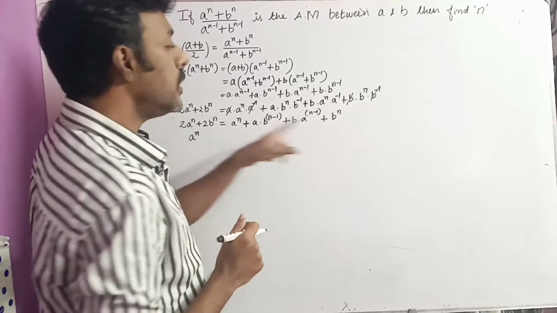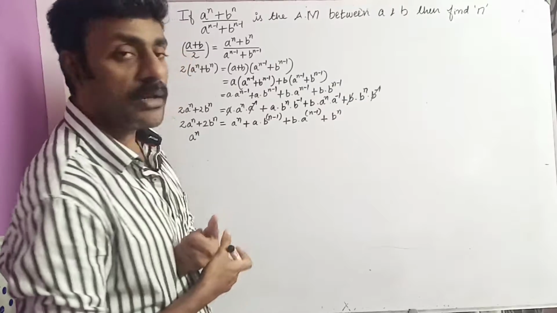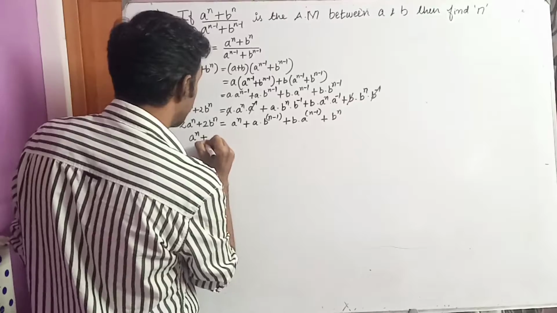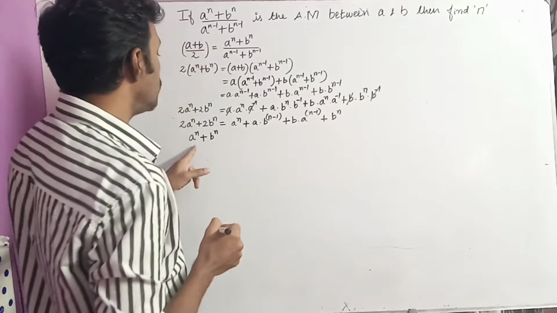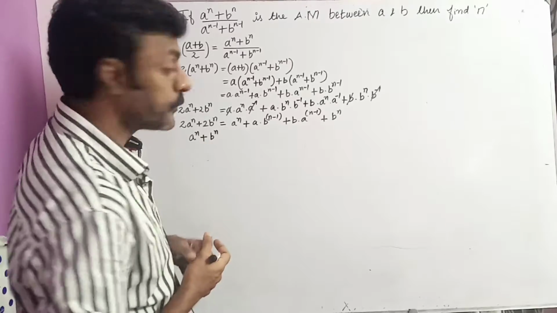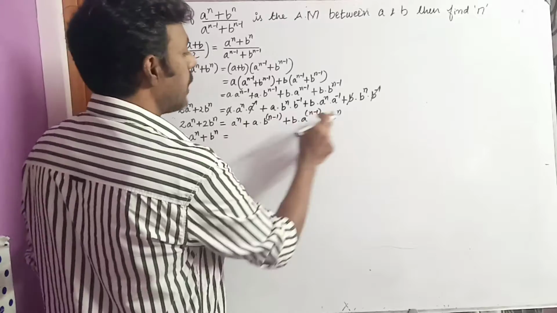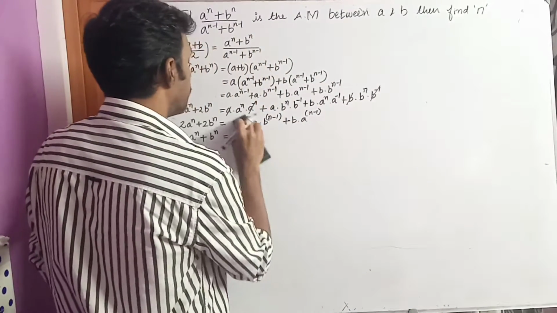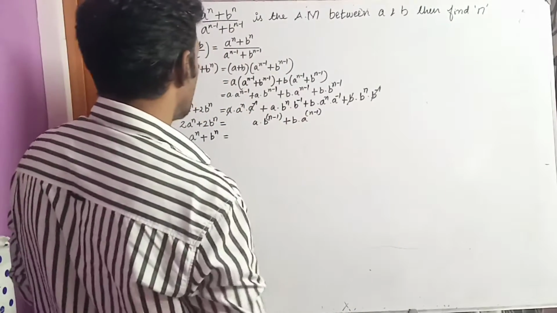Similarly 2b power n, and this b power n comes to the left hand side, it will be negative of b power n. So 2b power n minus b power n will be b power n, plus b to the power n. So I'm getting a to the power n plus b to the power n, which is equal to, so this a power n and b power n will go. Okay. So I'll be left with these terms.